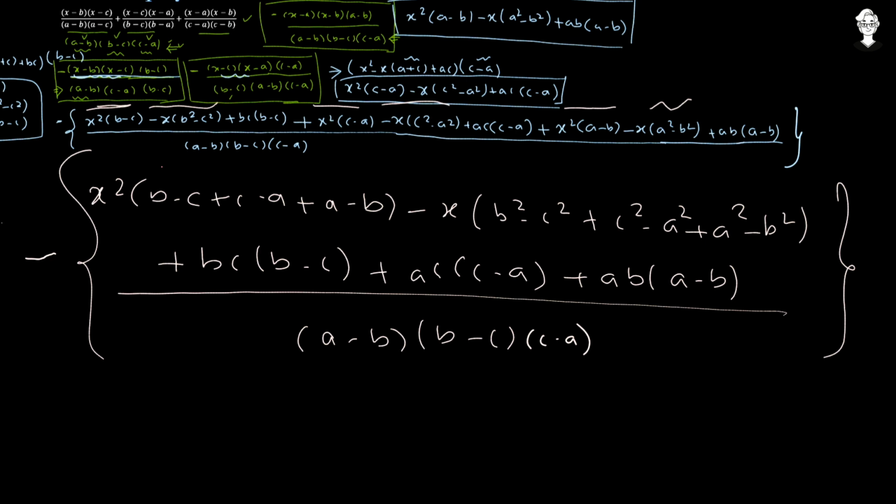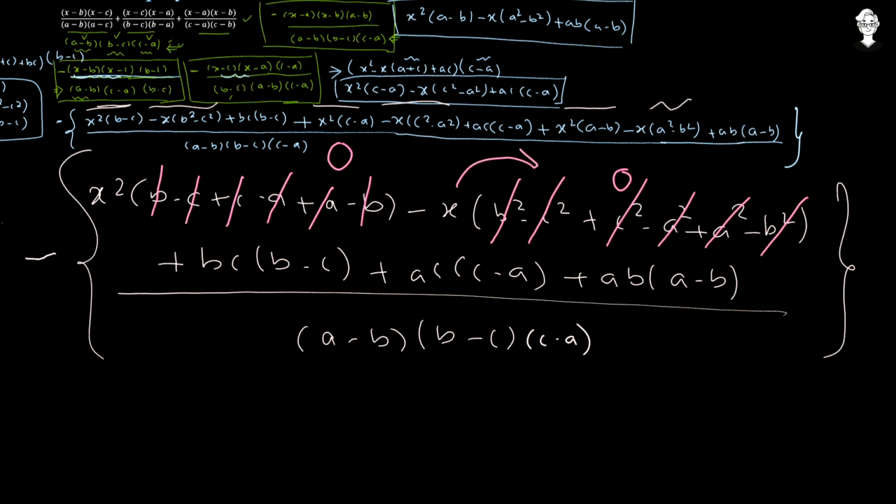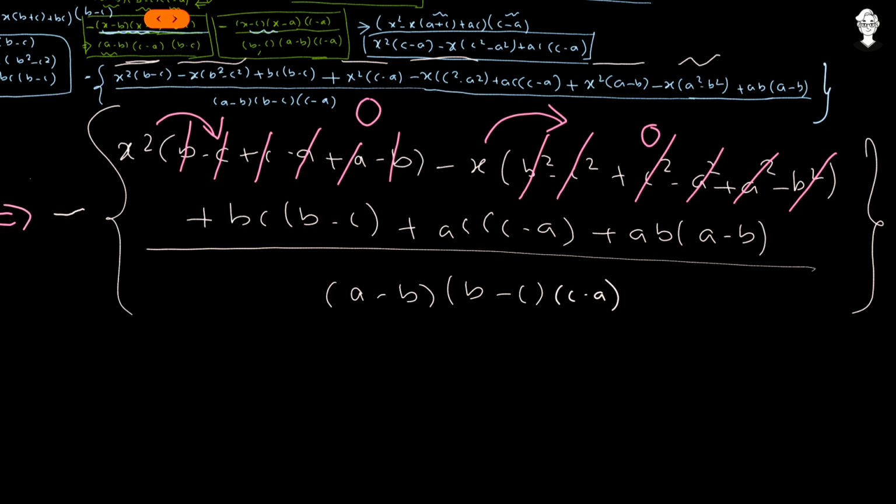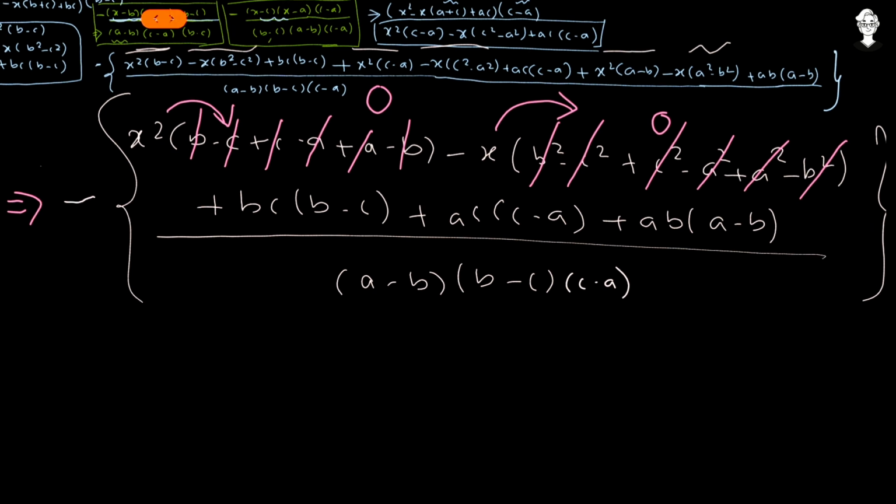So here we can see that positive b, negative c, positive c, negative a got to cancel out. Similarly, in this particular bracket, positive b², negative c², positive c², negative a², positive a². So in both these brackets, all the terms got to cancel out. So what is remaining is 0. This means x into 0 becomes 0, x² into 0 becomes 0. This means that we have got rid of the variable x. Now let us see if this can be simplified further or not.